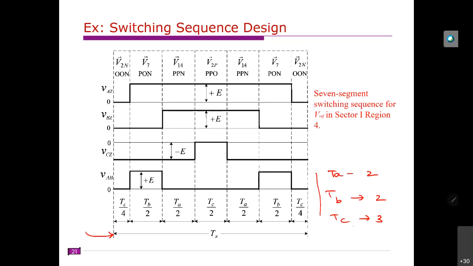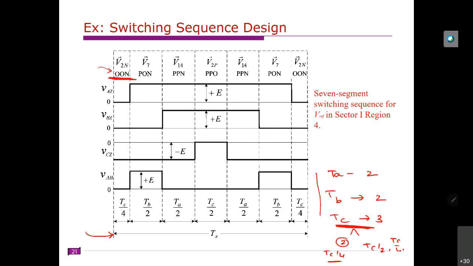So let us assume that this TC is there. In this TC, again it is divided into parts: TC by 2, TC by 4 and TC by 4, right? First it will start like this. In the first TS period, we'll start with 00N. So that means in this V2 vector, we used the N type small vector here.